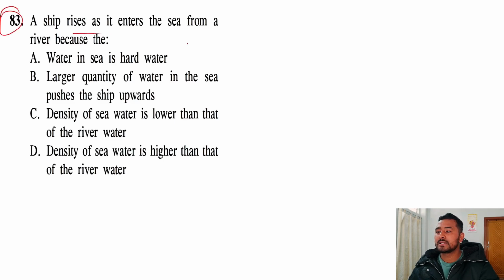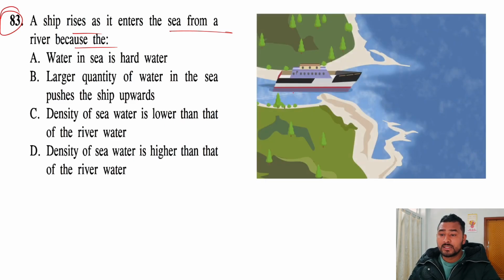A ship rises as it enters the sea from a river because... what happens when a ship enters a sea from a river? So let me show you one figure. You can see here, this is a ship entering from a river towards the sea. What will happen now? Remember one thing, let me just show you.